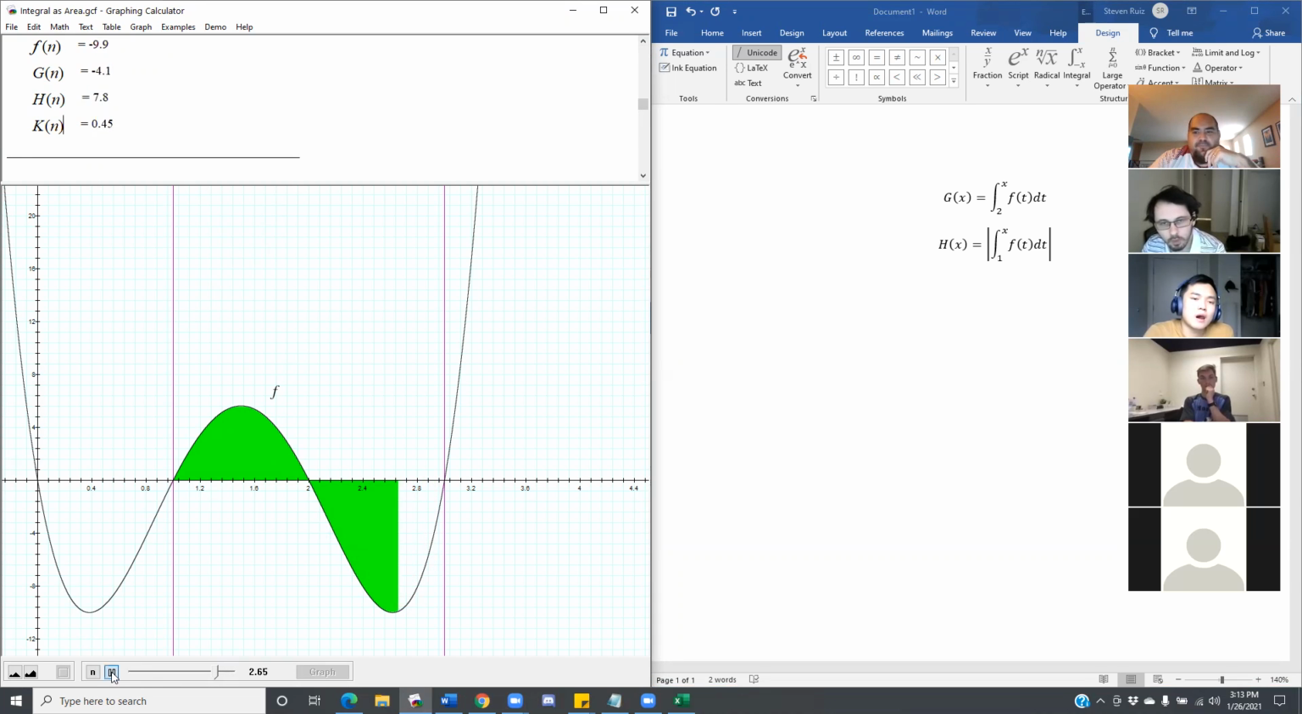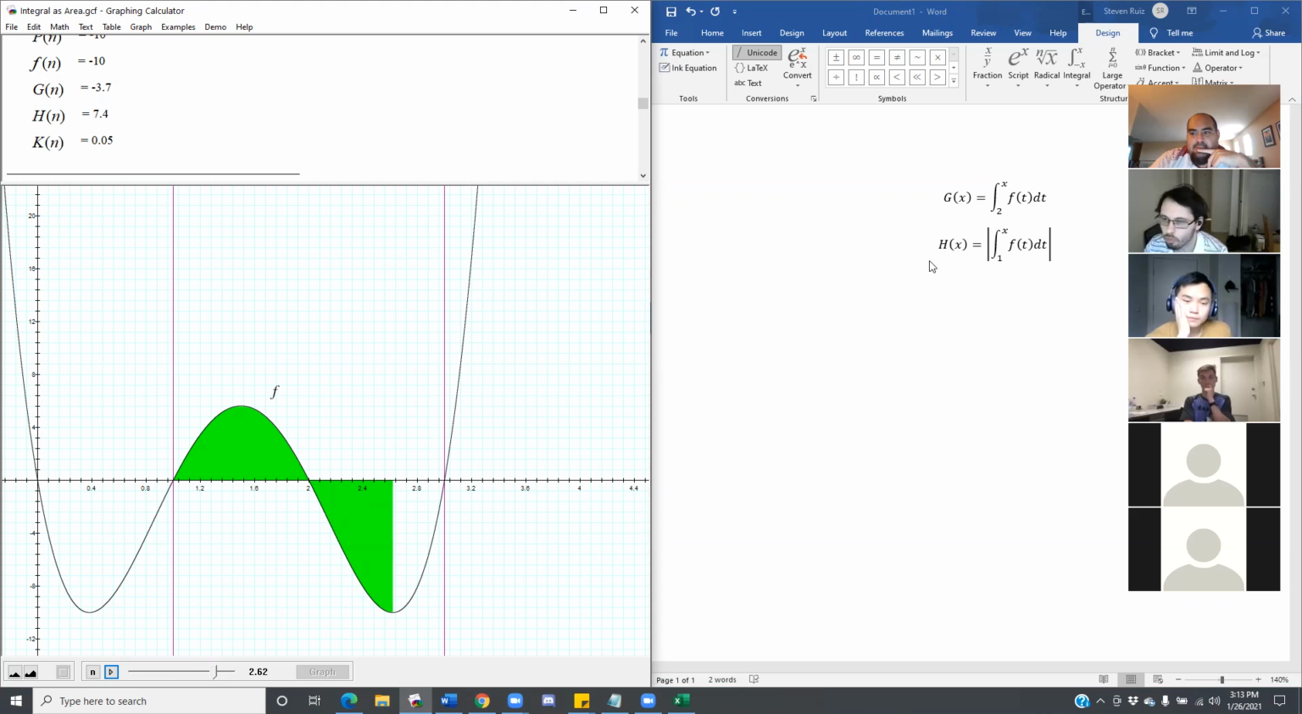So, basically our try didn't quite work. What modification do we need to make to this function we defined for h? You would move the absolute value to put it around f of t dt. Yep. And I don't know if I can do that without deleting everything. Let's try.